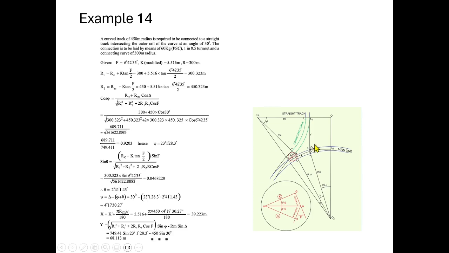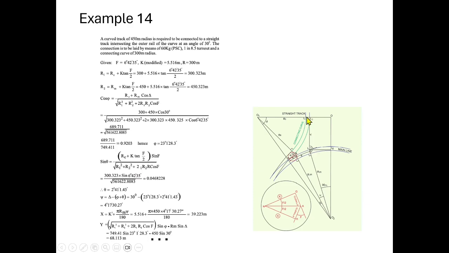What it is making is 30 degree. So 30 degree, that's what it is given. The points and crossing used here are 60 kg, 1 in 8.5. So we have to perform the connection, and for that what to do? We have to find out the x distance and the y distance.